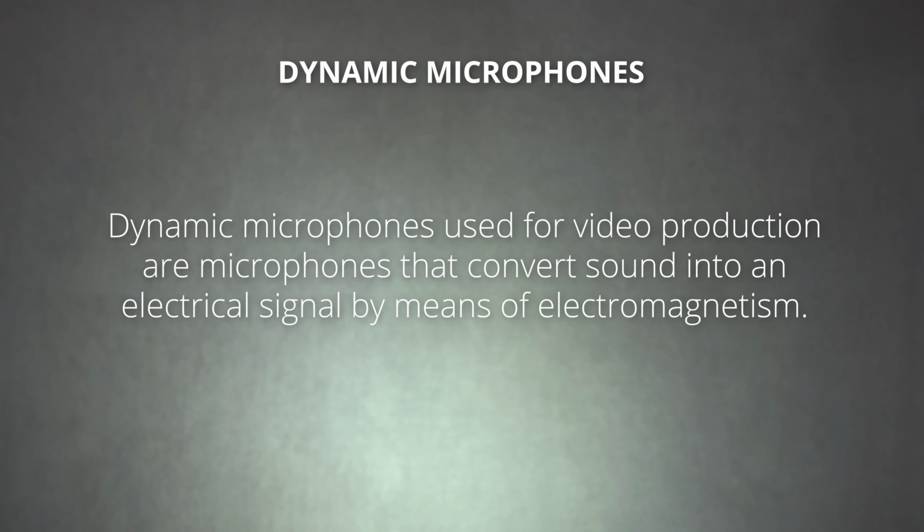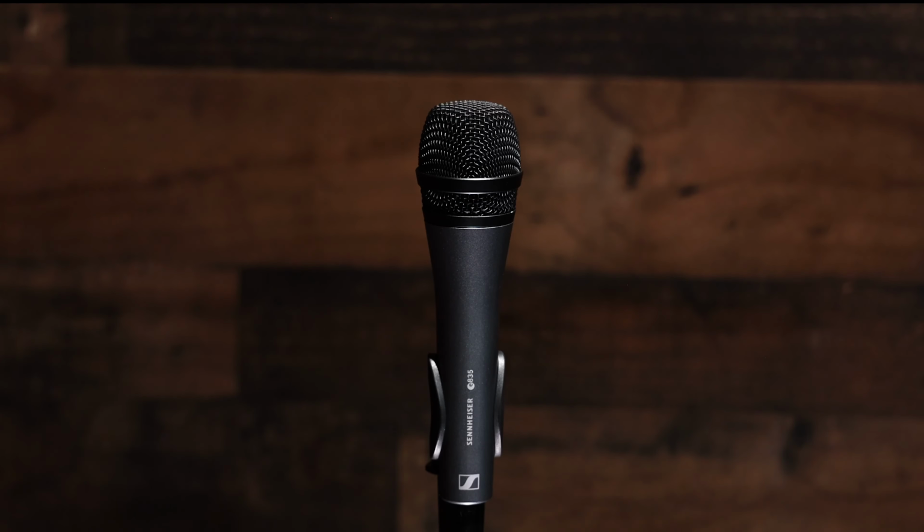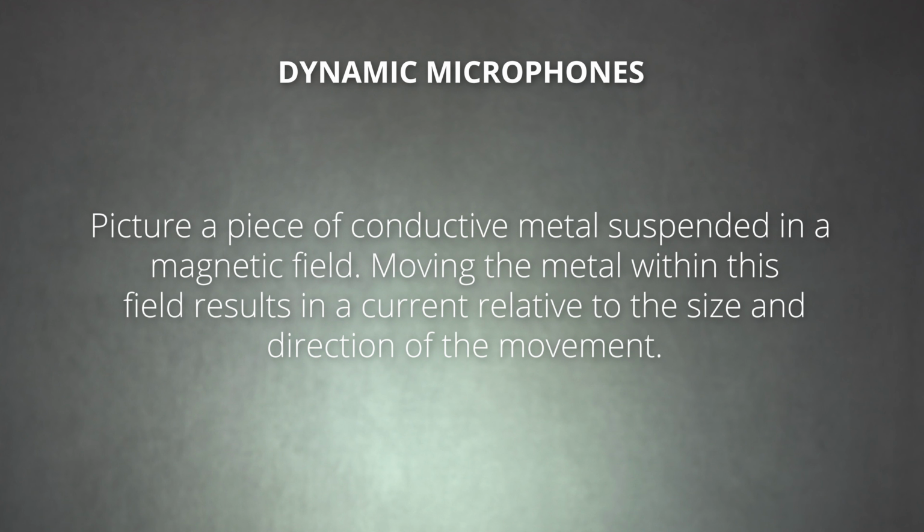Dynamic microphones used for video production are microphones that convert sound into an electrical signal by means of electromagnetism. They do not require phantom power to function. Dynamic microphones operate on the principle of electromagnetic induction. Picture a piece of conductive metal suspended in a magnetic field. Moving the metal within this field results in a current relative to the size and direction of the movement.